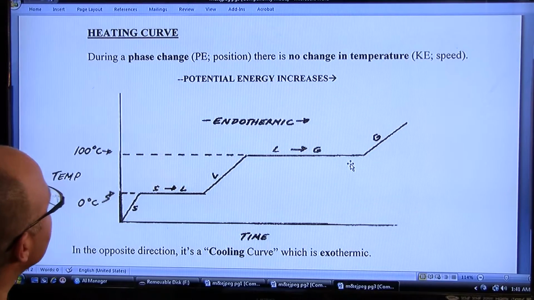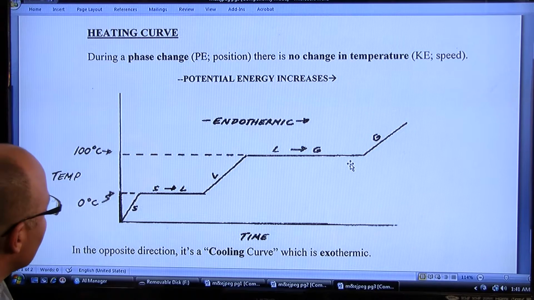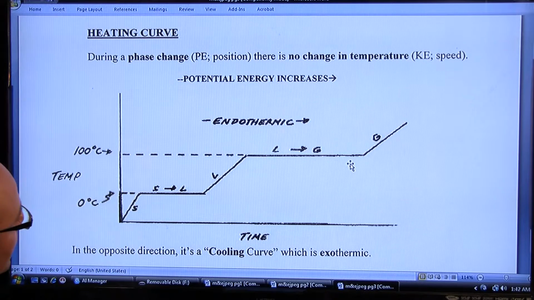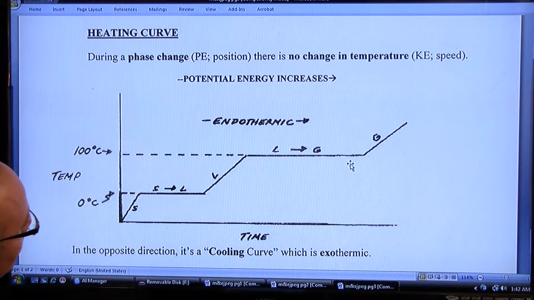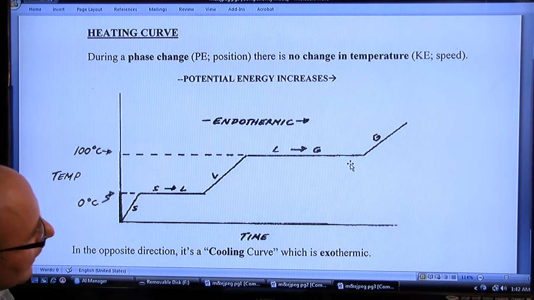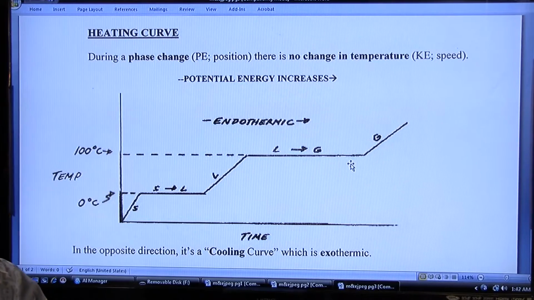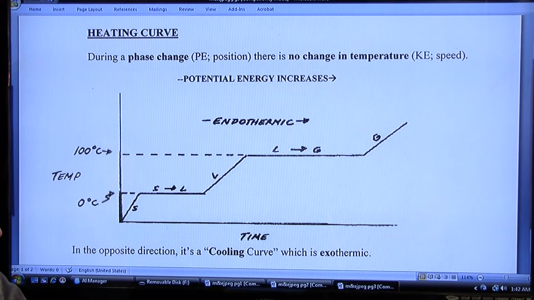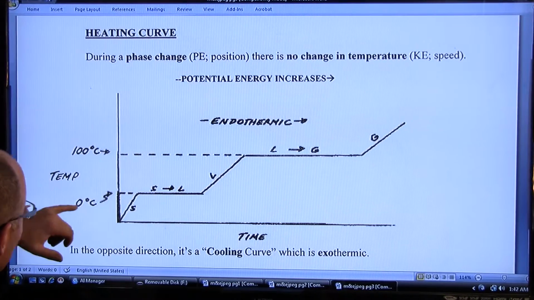Okay, if you turn to the top of page 3, what we have here is a heating curve. A heating curve is a graph of temperature versus time. And what you're doing is you're starting out with a solid and you're heating it consistently, and that solid as a result is undergoing changes in temperature, then changes in phase, and you're ending up with a gas in the end.